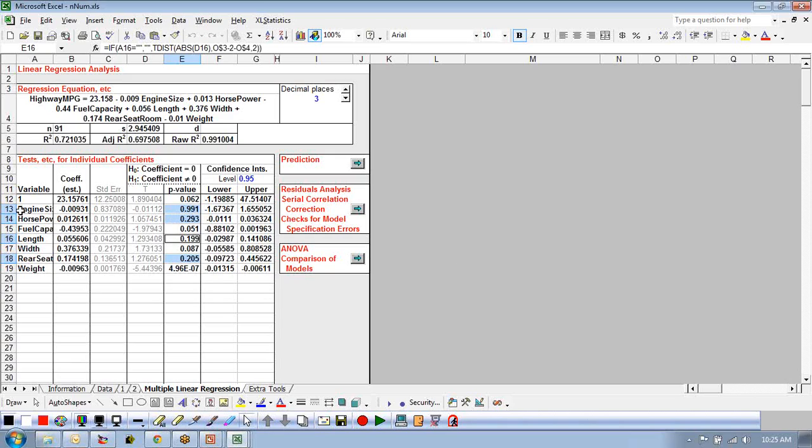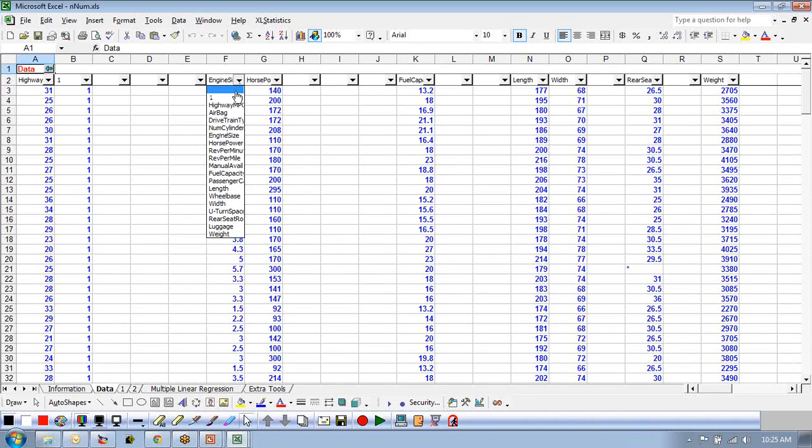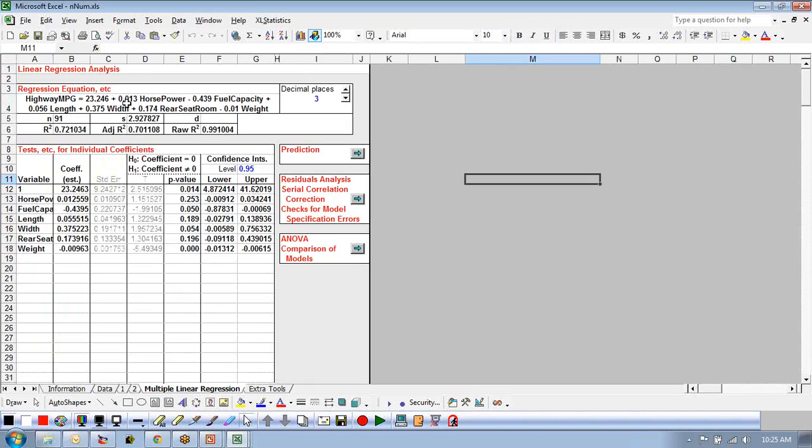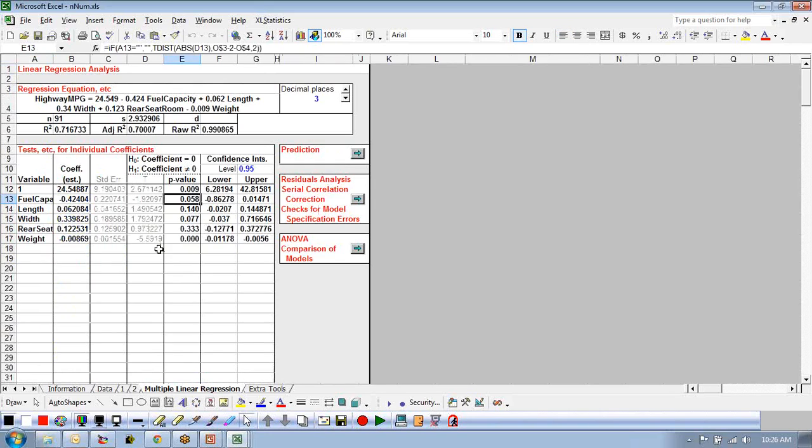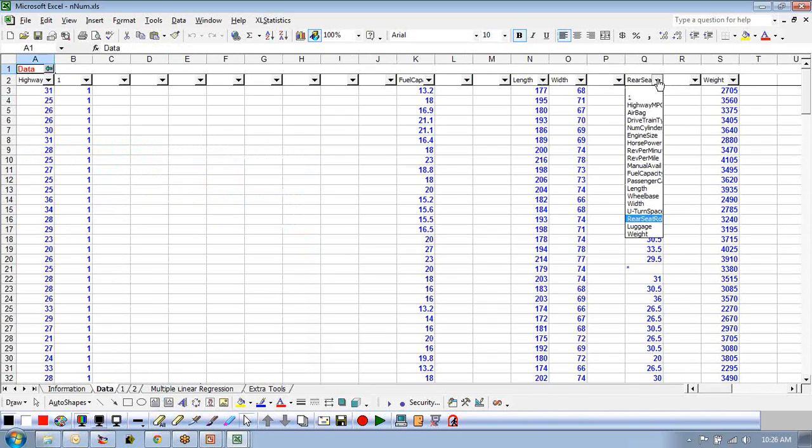So it's interesting that engine size isn't significant. It's probably because it's correlated with lots of other things. So let's see. Let's get rid of that one first and review. So we get rid of engine size. Take a look at that. And now it looks like horsepower would be the next one to go. And let's see, now it looks like yep, rear seat is no longer needed.